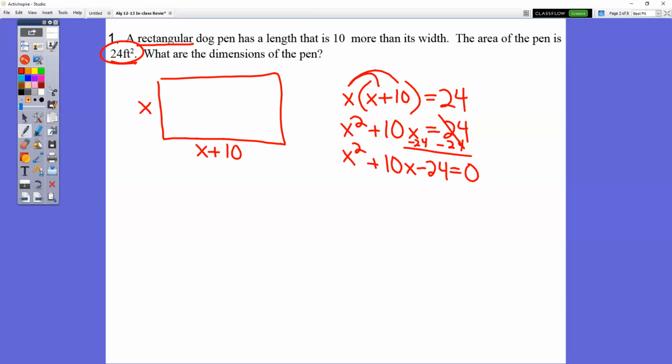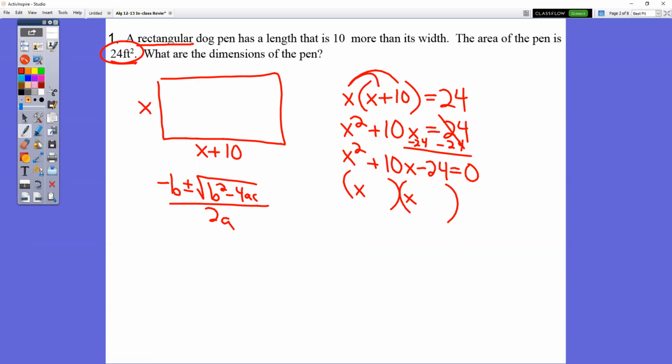This is where you have your choice on what you want to do. If you know what times what equals negative 24 that adds up to 10, you could factor it like this. Or you could use negative b plus or minus the square root of b squared minus 4ac all over 2a. You have your choice which way you want to do it. Anytime that the x squared, your a value, is a 1, it's probably easier to do it like this.